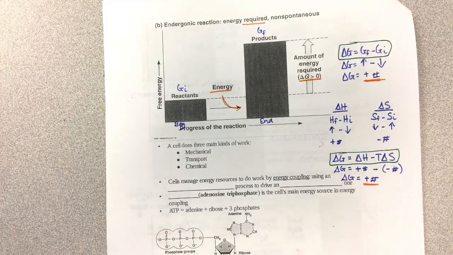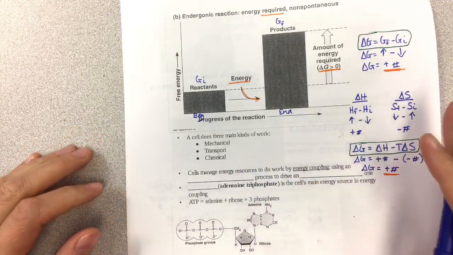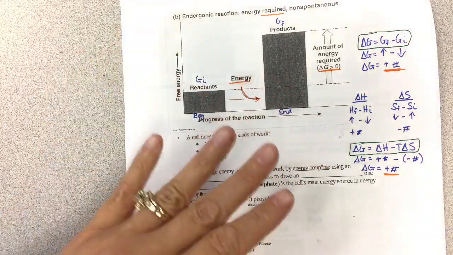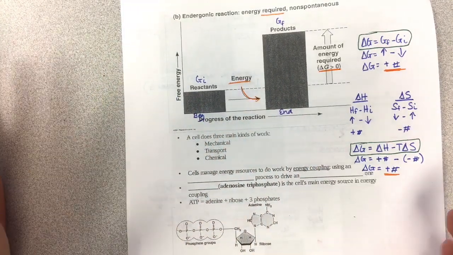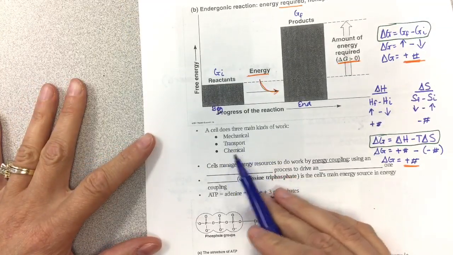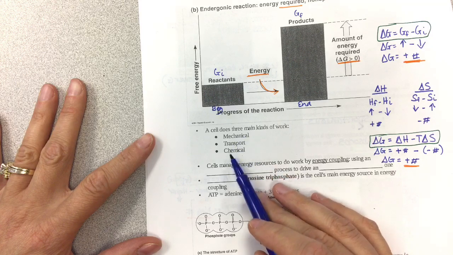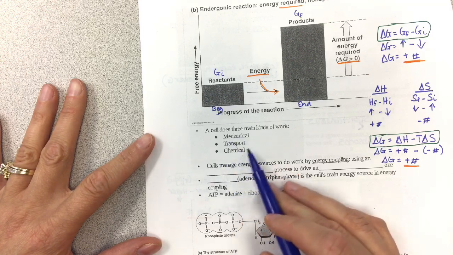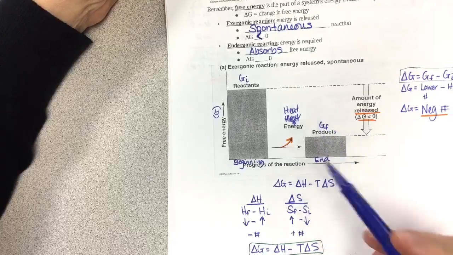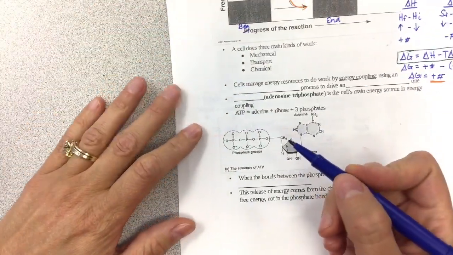Okay, so moving on here, what I want to do is talk about what the cell uses energy for and how these reactions relate to the use of energy in the cell. So the cell does three main kinds of work: mechanical, transport, and chemical. And we'll talk about these in just a second here. All of these types of work happen because of exergonic reactions that release energy, and so therefore will provide the energy to do this work. And it all involves a molecule called ATP.